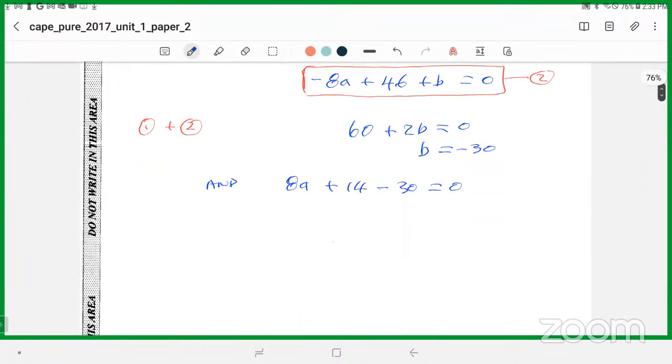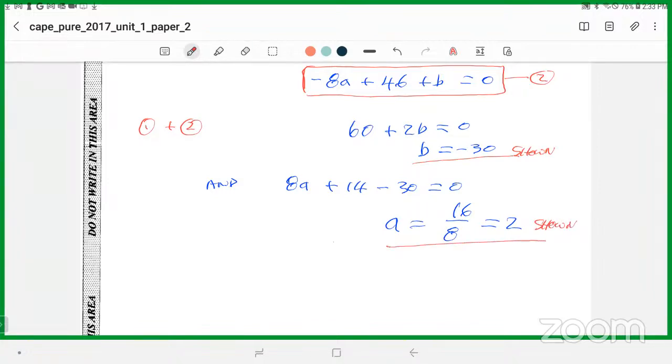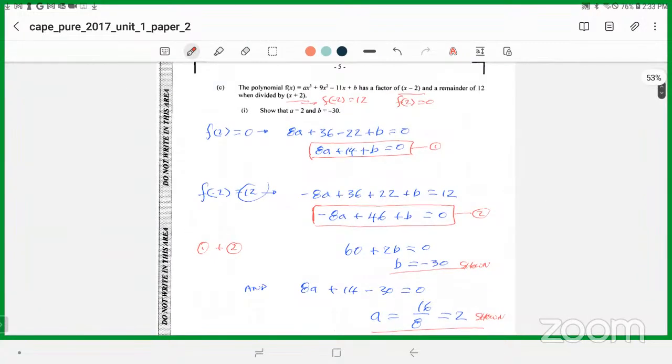Negative 16. So this is negative 16. Negative 16 over here will become positive 16 divided by 8. So a equals 16 over 8, which is 2. So those two values are shown. That's a shown value, and that's another shown value right here. That's what the question said to do, show those values. That is it. That's part 1.